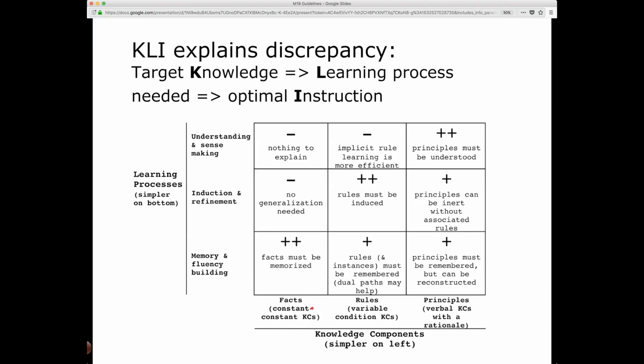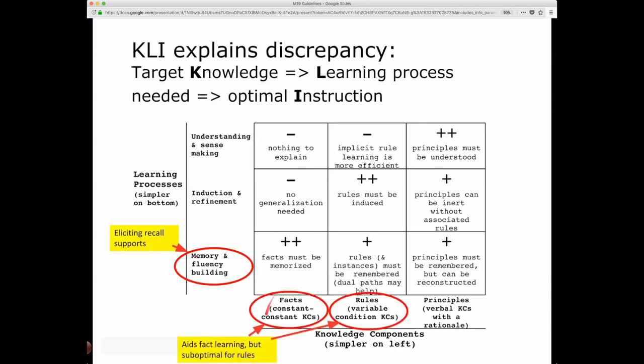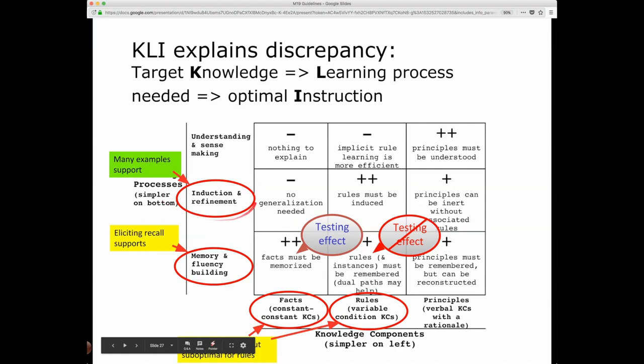Well, that's the KLI framework idea. For facts, like Lao Shi is teacher, it's fine to elicit recall. Testing elicits recall, it supports memory and fluency, so it aids fact learning. But it may be suboptimal for rules, because you need more support for a more challenging process of induction. There's more essential processing or generative processing needed to do those inductions in the case of skills, and so you need extra support for that. That support can come through examples that support the induction of the patterns, and it aids rule or skill learning. But it might be suboptimal for facts, right?